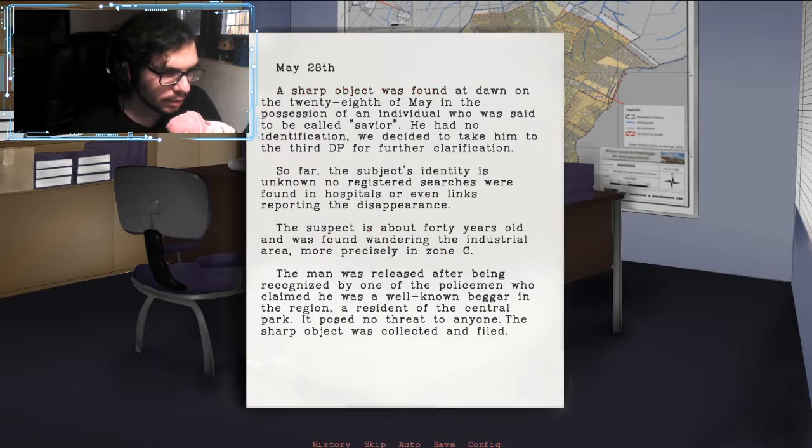Disregard. It is known or disappearance. He's about 40 years old and was found wandering. They are precisely in Zone C. Again, stuff's happening in Zone D, so Zone C doesn't tell us anything. I have no idea. I mean, if I can't even figure out this first file, I'll just move on with the game and, you know, rip.